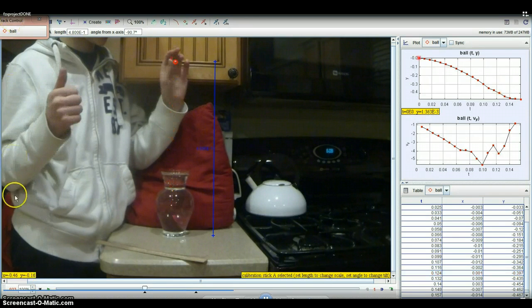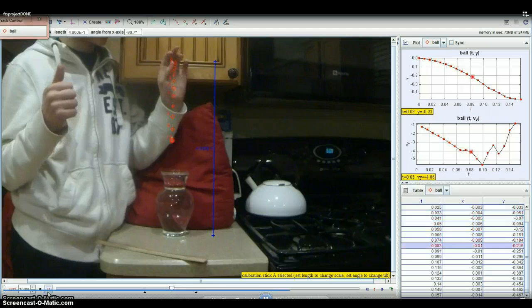When the ball is initially dropped, it has the most potential energy, but as it is dropped, the potential energy decreases and the kinetic energy increases until it hits the water. When it hits the water, the potential energy doesn't convert into kinetic energy as much.